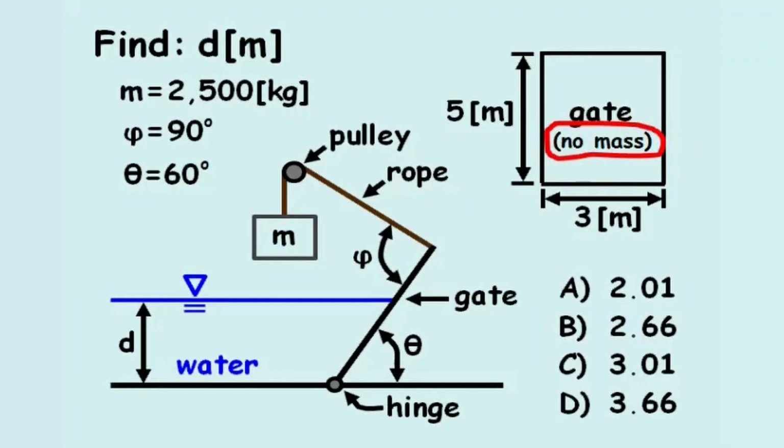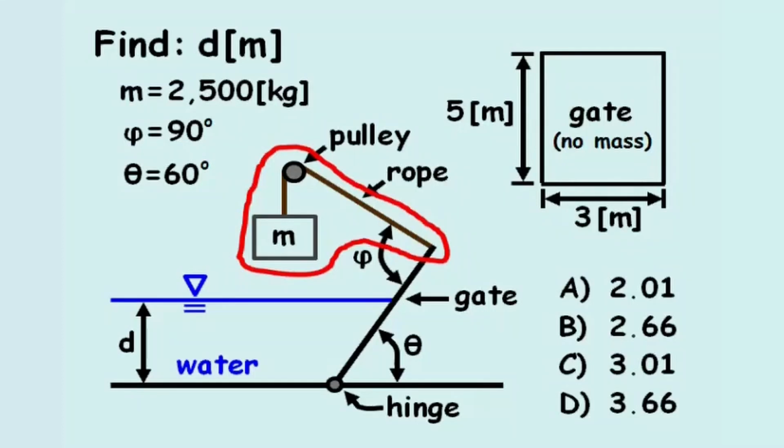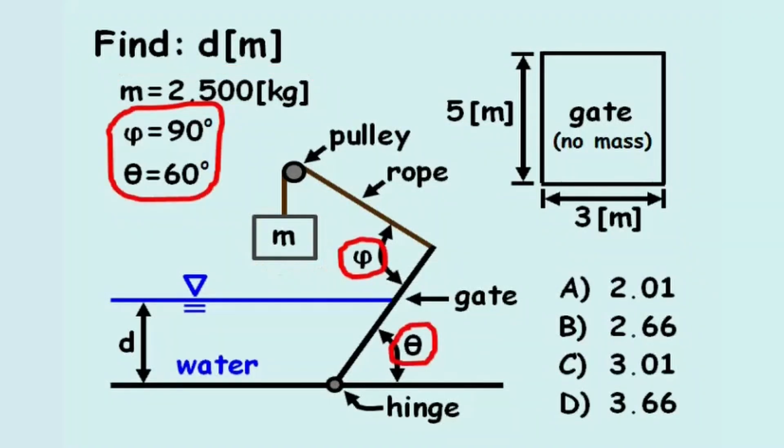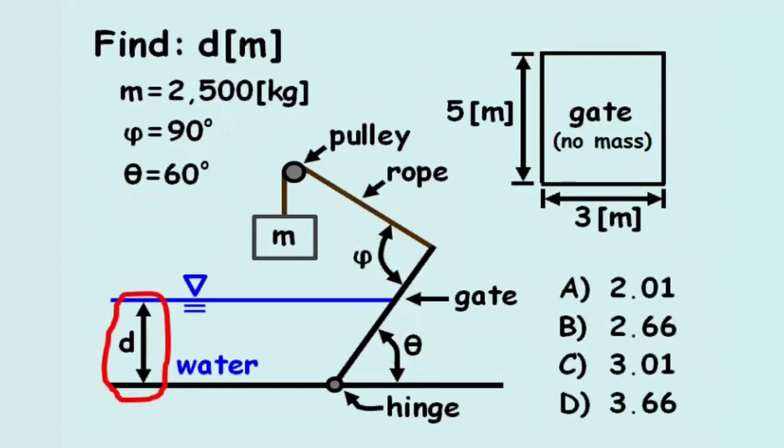At the top end of the gate, a rope is attached and wraps around a pulley and connects to a mass, m. The value of this mass is provided, as well as the angles theta and phi, as shown on the diagram. The problem asks to find the depth of water, d, which we'll find by summing the moment around the hinge, which we'll call point A.